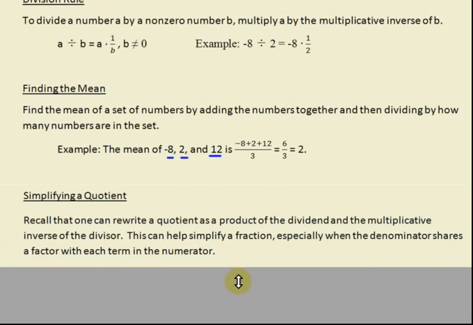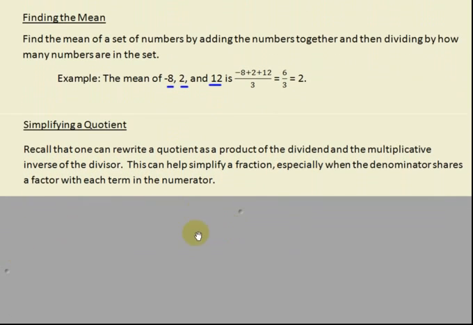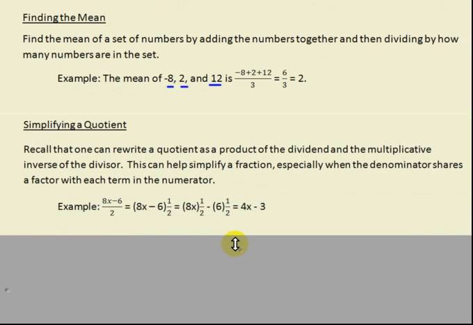Alright, simplifying a quotient. Remember that we can rewrite a quotient as a product of a dividend and the multiplicative inverse of the divisor. You do remember those terms, right? Dividend and divisor. You'll see that in a moment. This can help simplify a fraction, and this is especially true if you have some common factors, so you can do some simplifying. So here's an example. The dividend is 8x minus 6. The divisor is 2. So we're dividing by 2, that's the divisor.